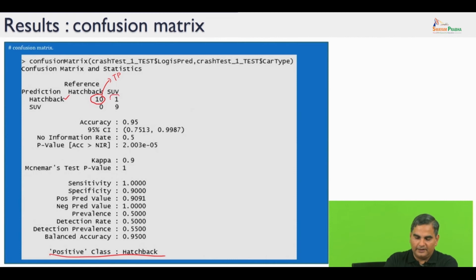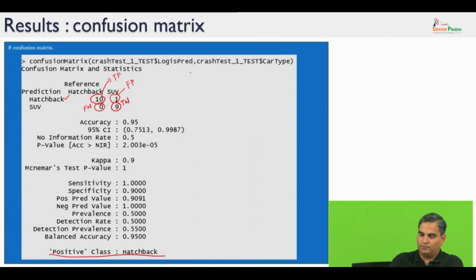Now, here the prediction is hatchback, but the truth is SUV. So, this is a false positive. And here the prediction is an SUV and the truth is hatchback. So, this is what I would call a false negative. And here the prediction is SUV and the truth is also SUV. So, we will call this a true negative.